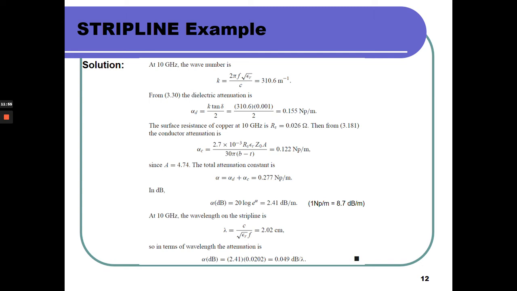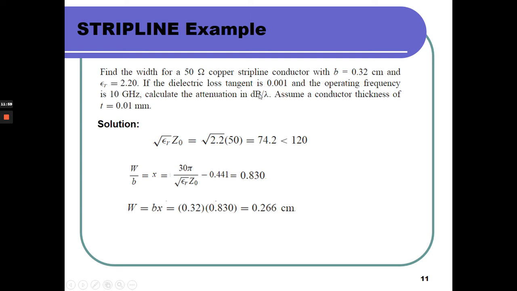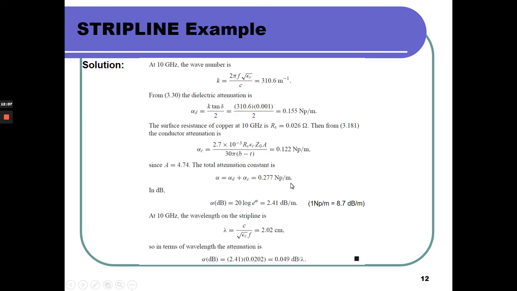Now we need to find out how much is the wavelength, because they have given you the dB per wavelength, right? So we need to find the wavelength in meter, and then we multiply that with the per meter value, which will give us the value of the total loss per lambda. So we need to find the lambda here. So lambda is equal to C divided by root over epsilon R times F.